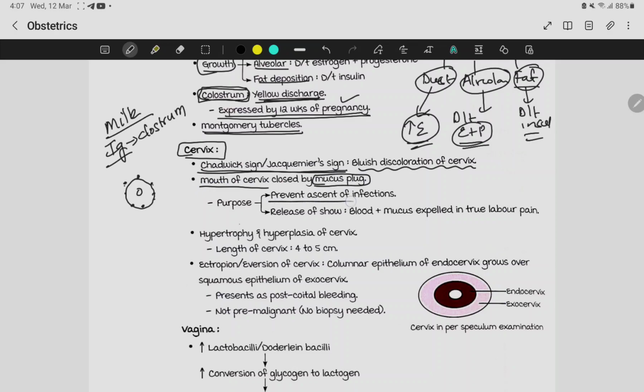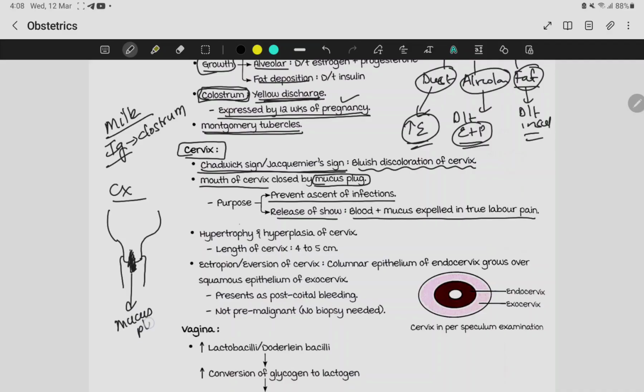So this helps in preventing ascent of infection and release of this, called show. Now coming to this, what happens in pregnancy is, for example, if this is the uterus and this is the cervix, and this is the vagina. Here the mouth of the cervix gets obliterated by something called a mucus plug.